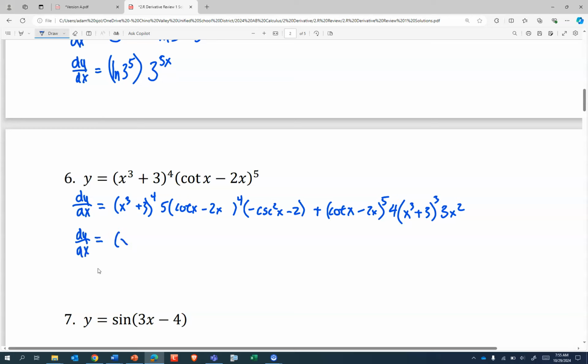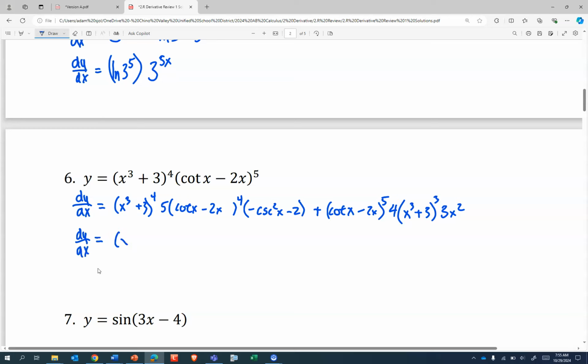So out of the first one, I'd be left with that 5, 1 extra x cubed plus 3, and that negative cosecant squared x minus 2. And out of that second batch, definitely 3x squared, 1 extra cotangent. Oh, I lost the 4, so we'll make that a 12x squared, and just cotangent of x minus 2x. Pretty confident there, but man, that's ugly. Okay. Well, I said they were going to be hard.